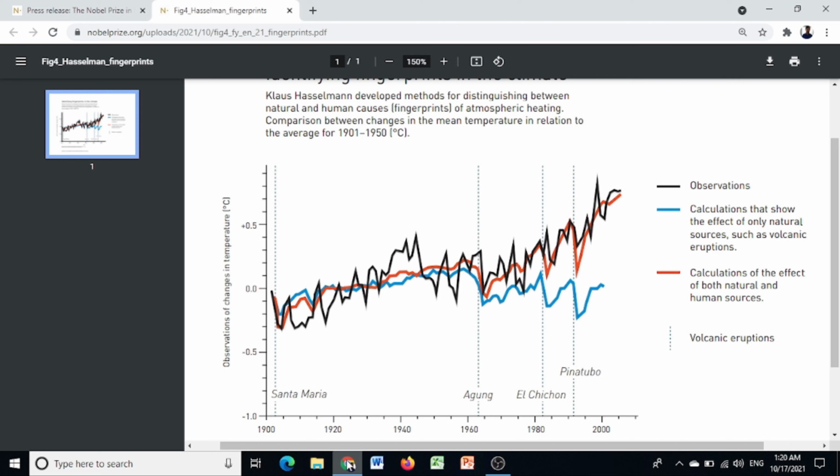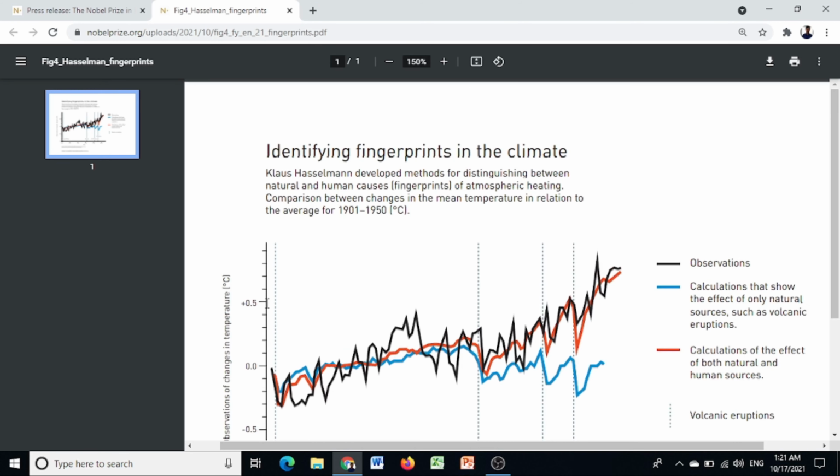Look at this graph. This is the most important graph for identifying fingerprints in the climate. Hasselmann developed methods for distinguishing between natural and human causes, called fingerprints of atmospheric heating.